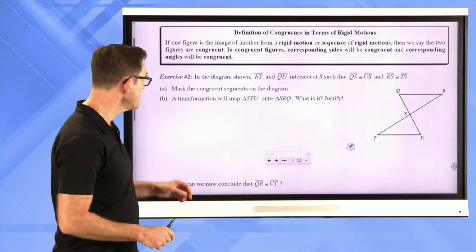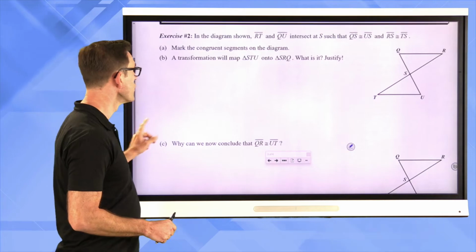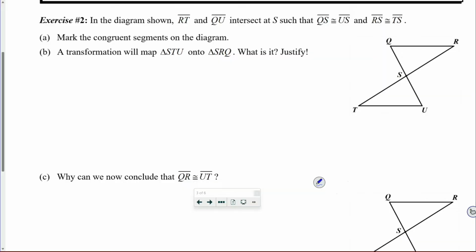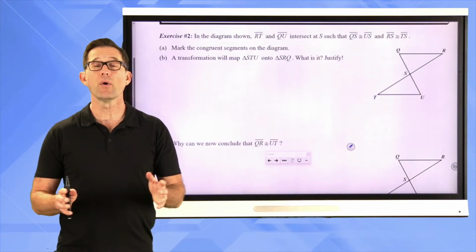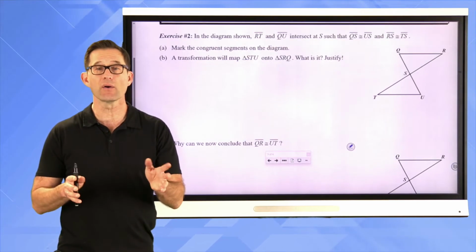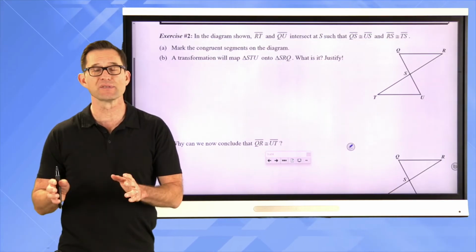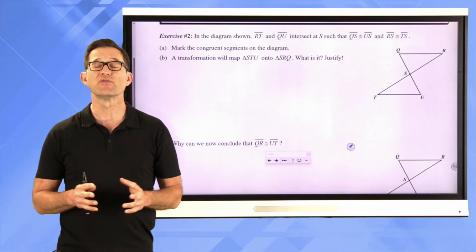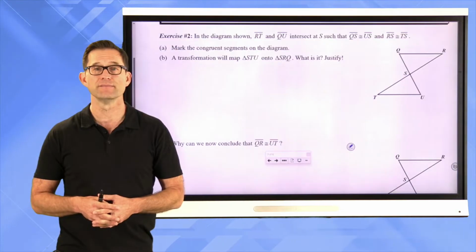Okay, so let's take a look at exercise number 2. In the diagram shown, RT and QU intersect at S such that QS is congruent to US and RS is congruent to TS. Letter A, mark the congruent segments on the diagram. All right, why don't you go ahead and do that? Remember to use single slash marks and double slash marks to distinguish between the 2 sets of congruent sides.